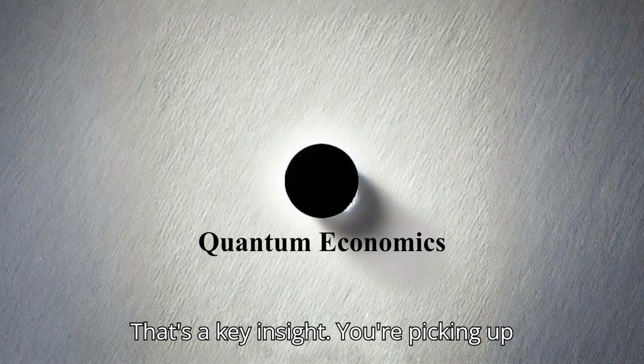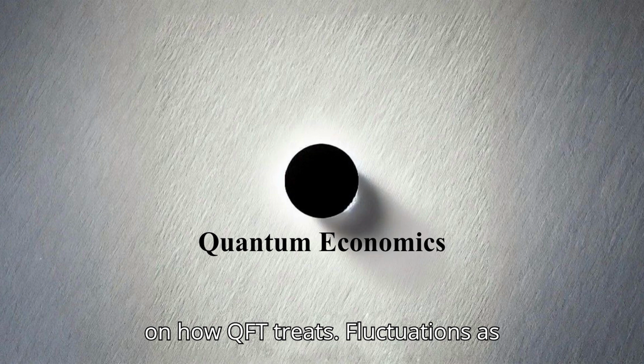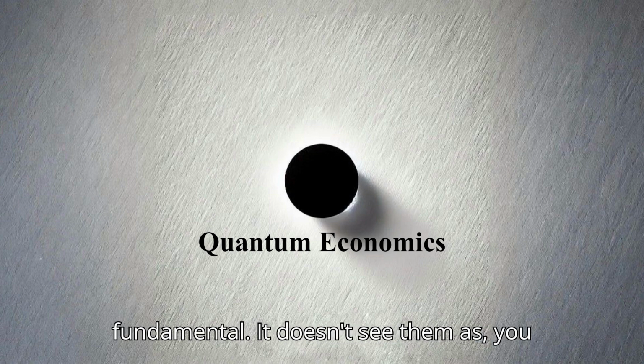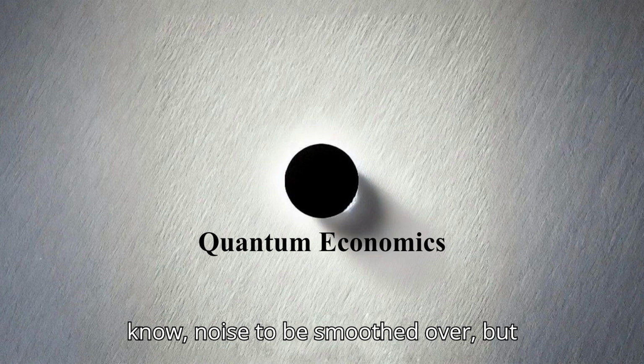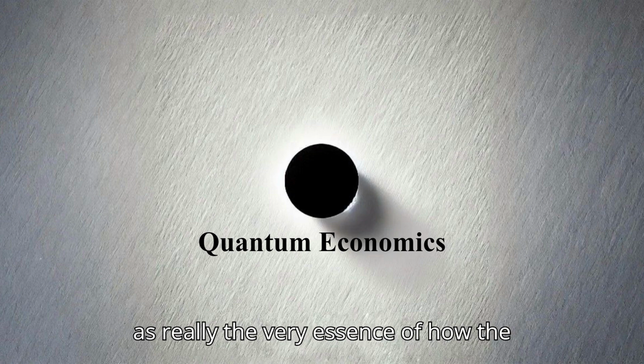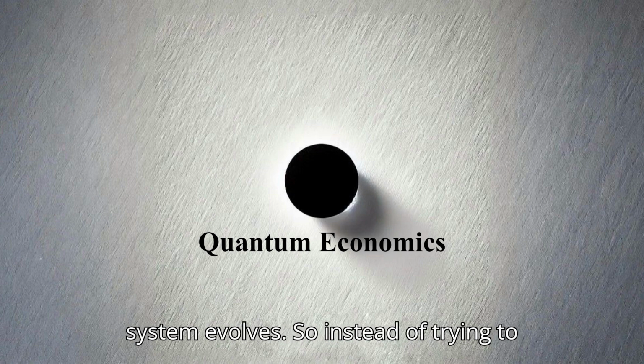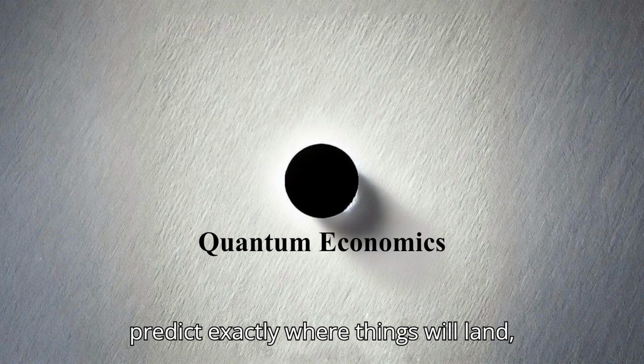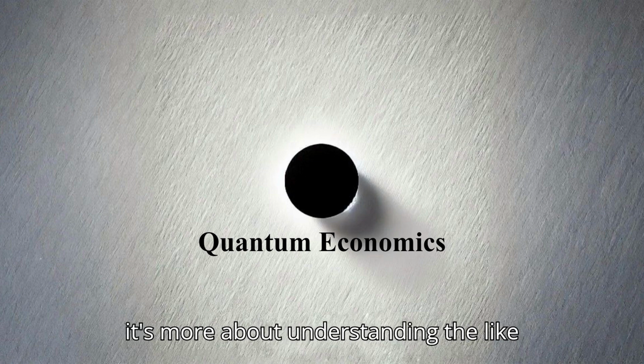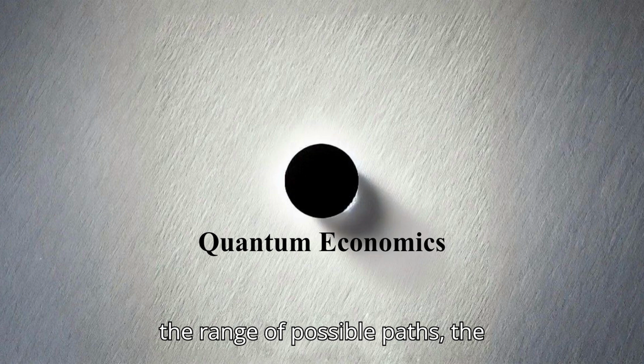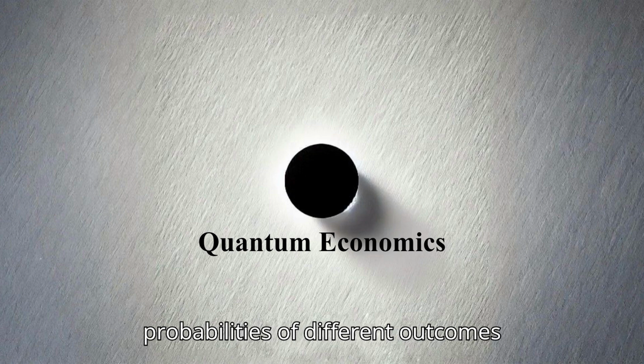That's a key insight. You're picking up on how QFT treats fluctuations as fundamental. Yeah. It doesn't see them as noise to be smoothed over, but as really the very essence of how the system evolves. So instead of trying to predict exactly where things will land, it's more about understanding the range of possible paths, the probabilities of different outcomes.